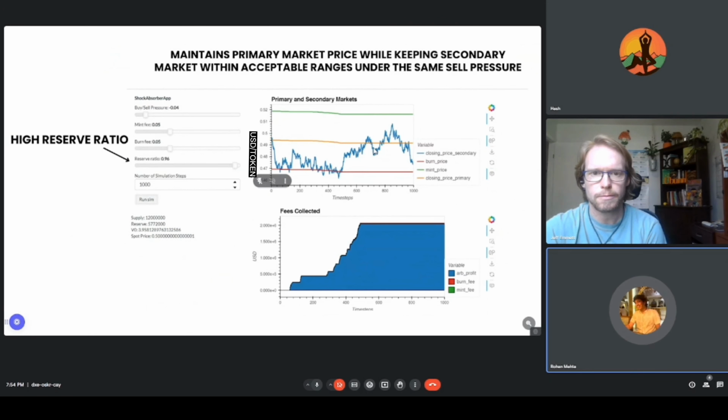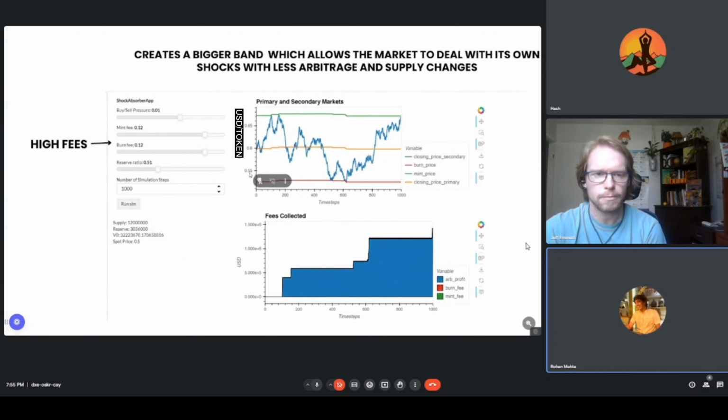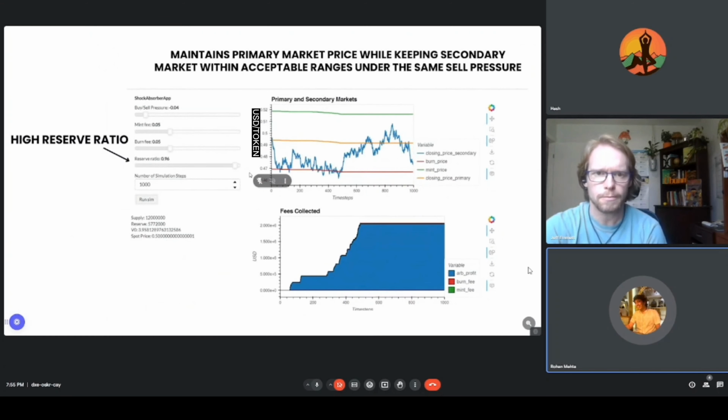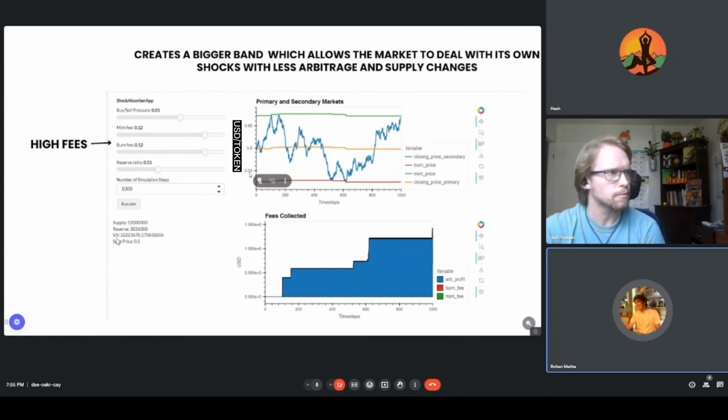And under the same exact conditions of the same exact buy or sell pressure, you're seeing the secondary market being able to play within these ranges and not completely collapsing, or collapsing slowly over time as we see. The other scenario that we can actually play around with would be fees.